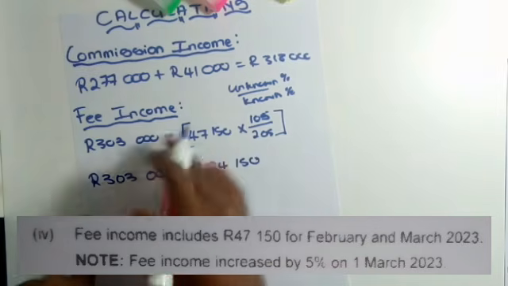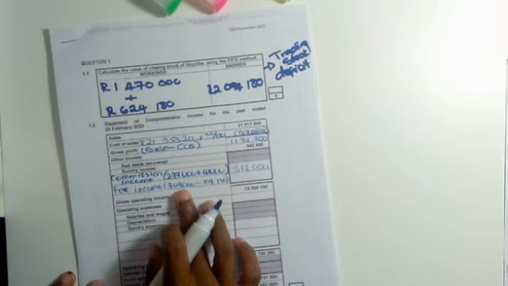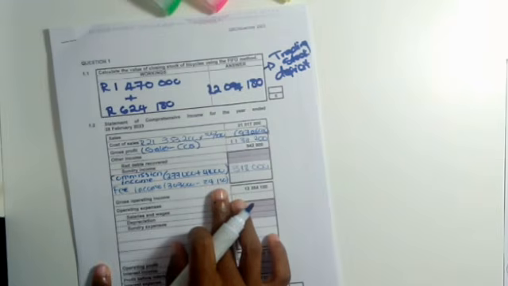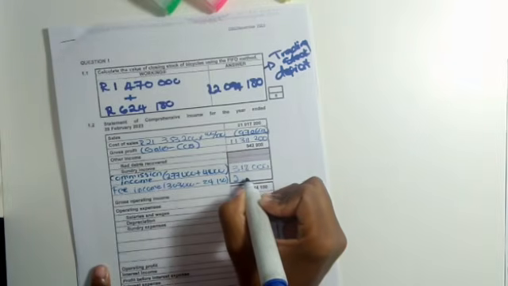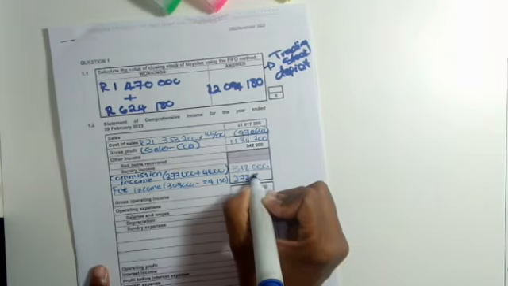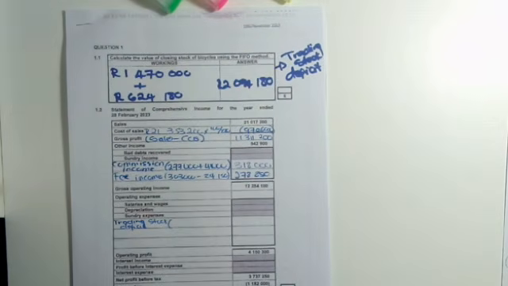So then we are going to transfer this into our answer book. Now we have transferred the 303, which we got in information A, and 24,150, which we have just calculated using our unknown over known method, and our final answer is 278,850.